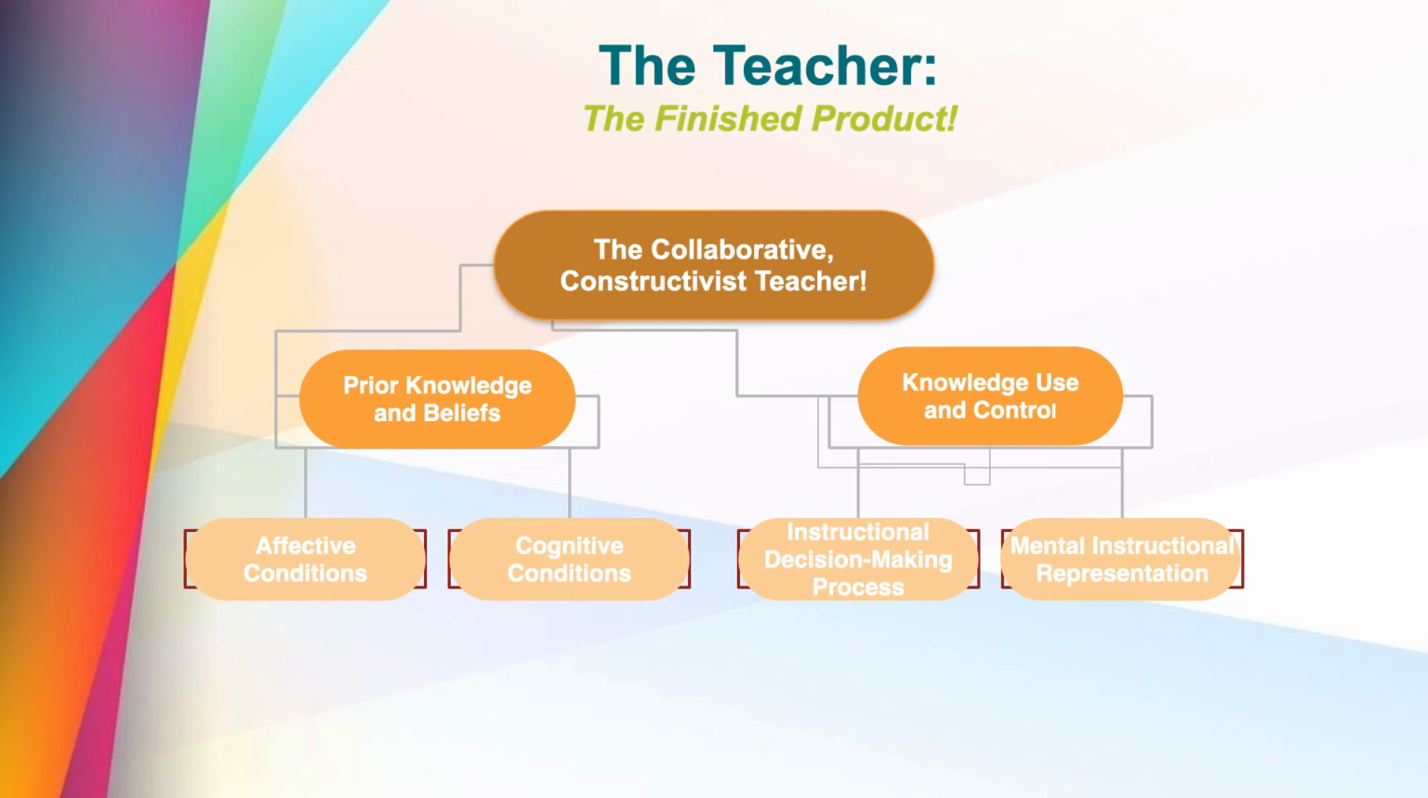Let us discuss the knowledge use and control. Under this section, teachers must focus on instructional decision-making processes and mental instructional representation. As it relates to the instructional decision-making process, teachers establish purpose setting for instruction that reflects the teacher's instructional intent. The affective and cognitive conditions help to shape this intent.